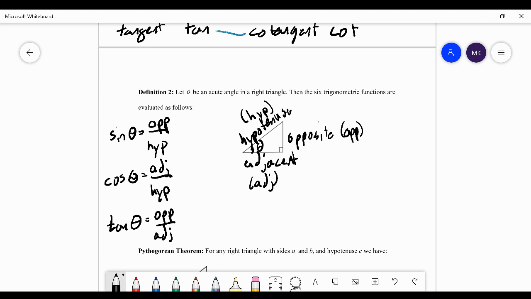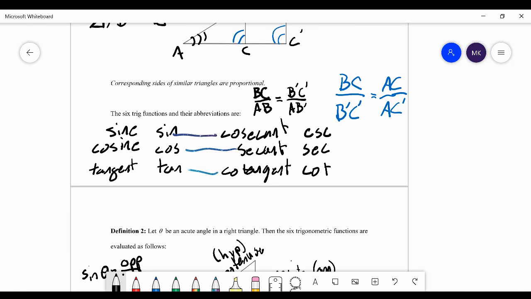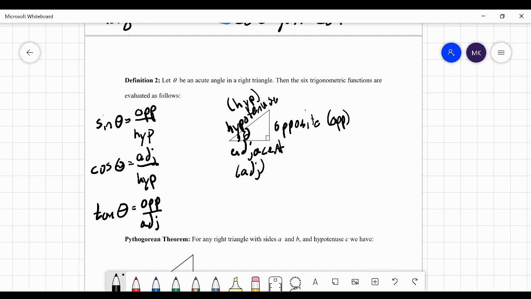Now, for those of you that have taken some other classes that may have done some trig, there's a nice little acronym, and we're going to talk about that in just a second to help us remember this. Remember how I said up here that the sine, cosecant, cosine, secant, tangent, cotangent are linked. This is how they are linked.